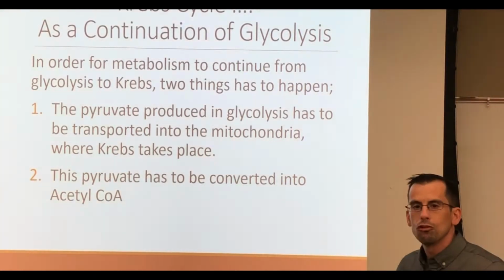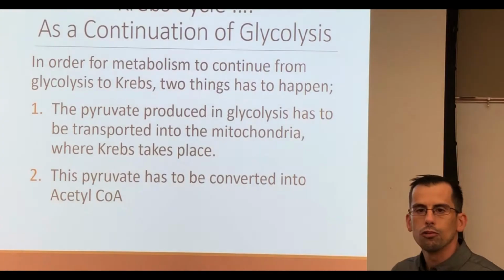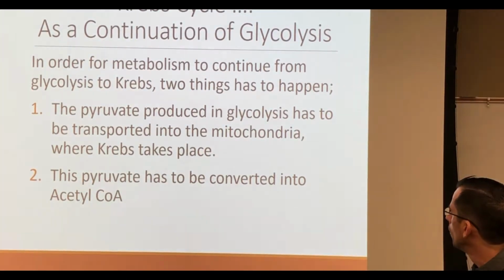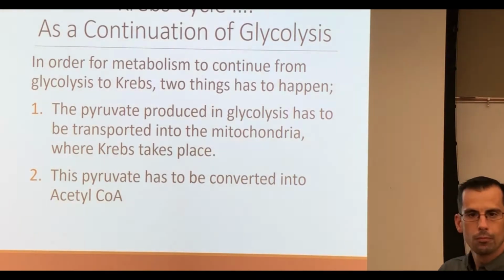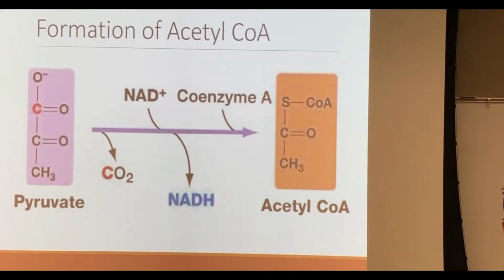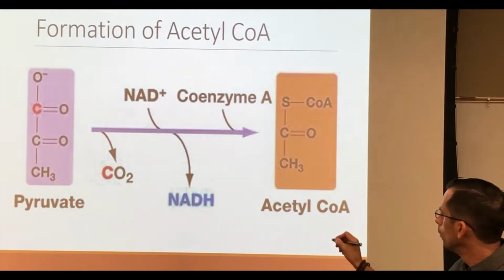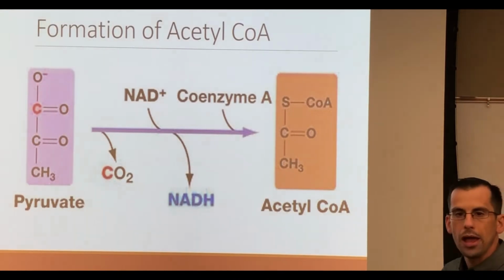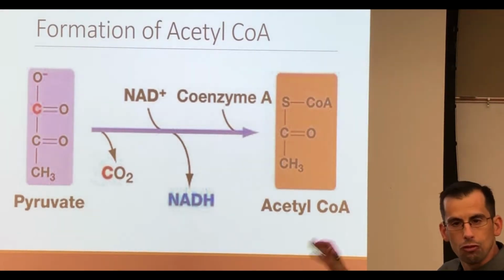As a continuation of glycolysis, we see the pyruvate produced from glycolysis enter the mitochondria and get converted to acetyl CoA. That's going to be key. When we look at that conversion, this happens as we cross over that mitochondrial membrane. Pyruvate converted to acetyl CoA, and we get an energetic product, NADH, for each of those conversions.